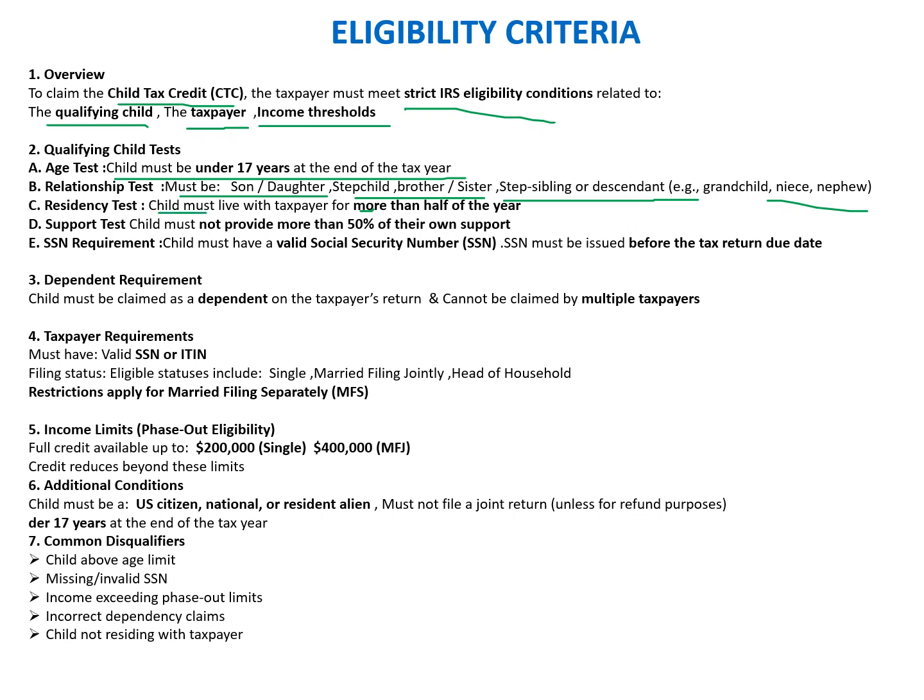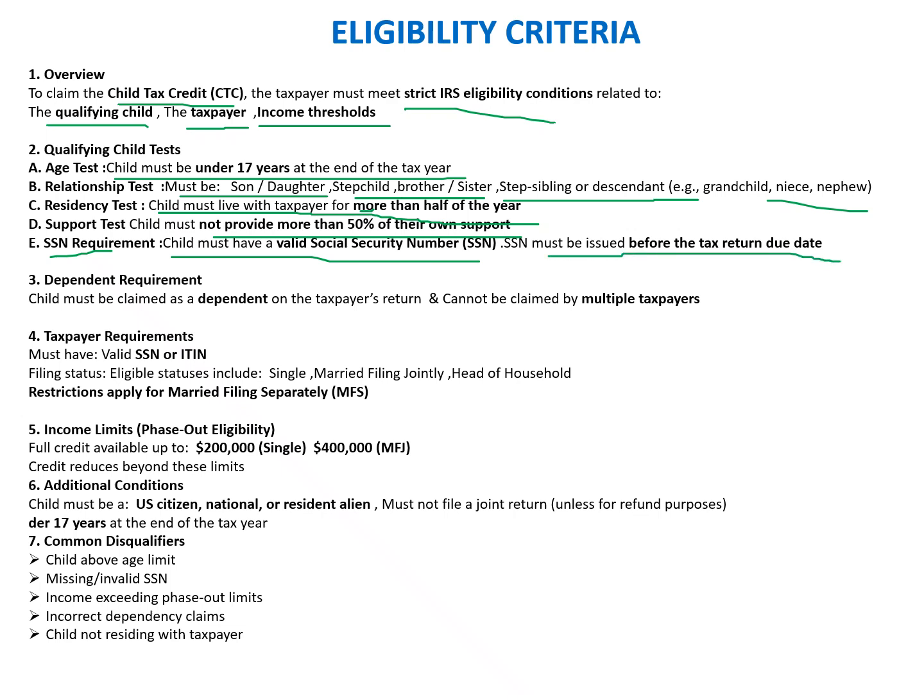Residence says the child must live with the taxpayer for more than half of the year. Very, very important. If the child is not living with the parent for more than half the year, then this credit is not available. Support test: the child must not provide more than 50% of their own support, which means that the child is dependent upon the parent. Next is the SSN requirement. The child must have a valid Social Security number, and the SSN must be issued before the tax return.